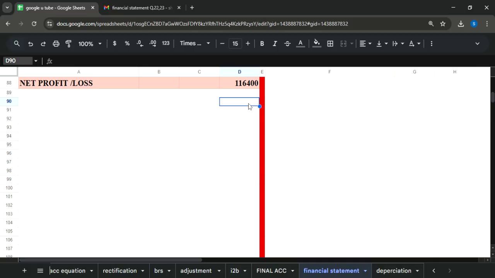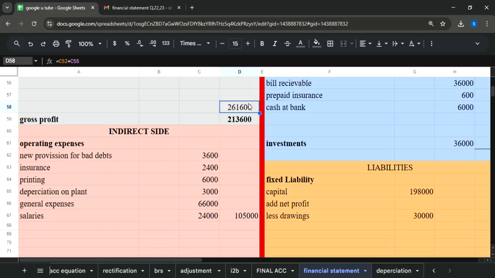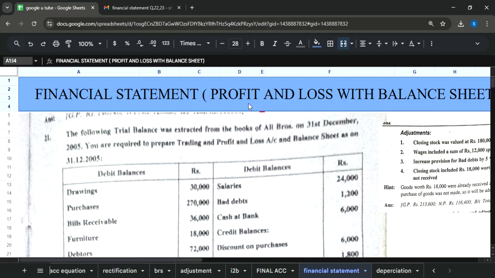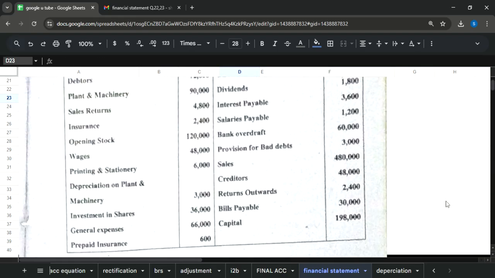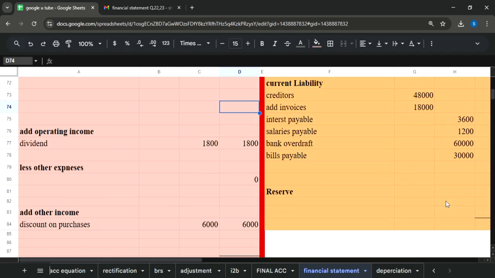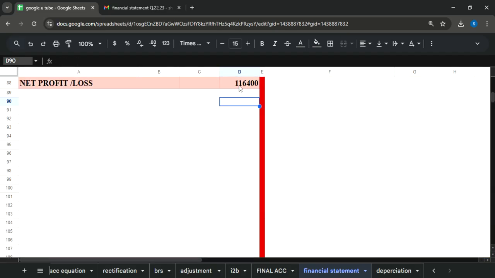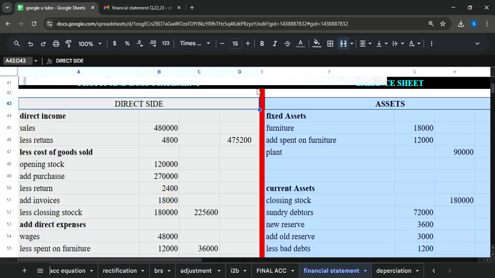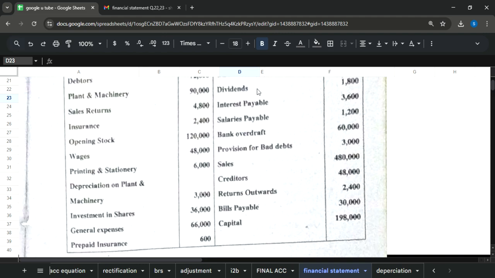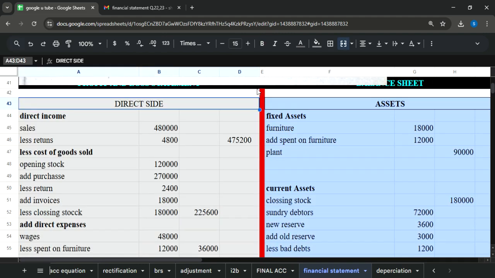Let's match it with the book, 116400, and you can see over here 116400 is the answer of net profit given in the book, and here you can see that our answer is also 116400. In this way guys, 2 out of 4 parts have been completed. We are now free to sort out our asset side.